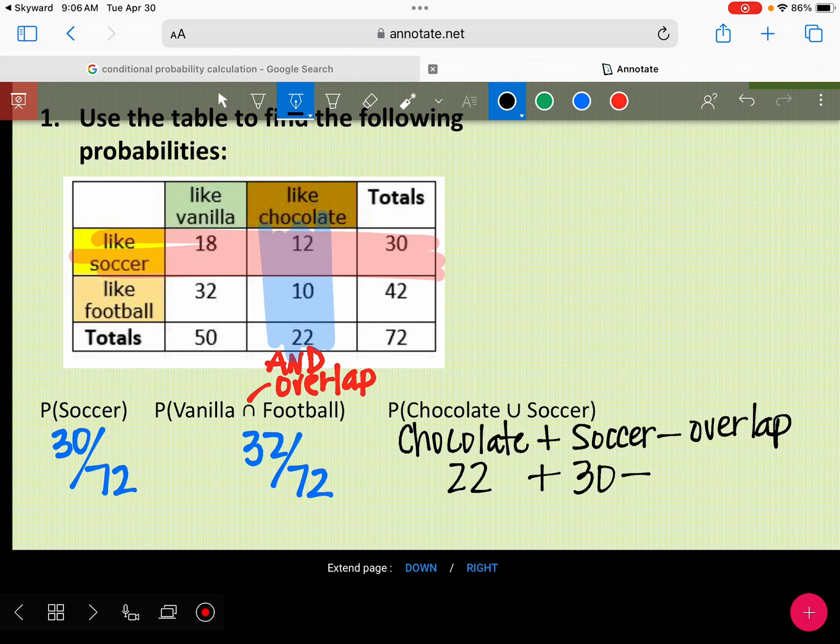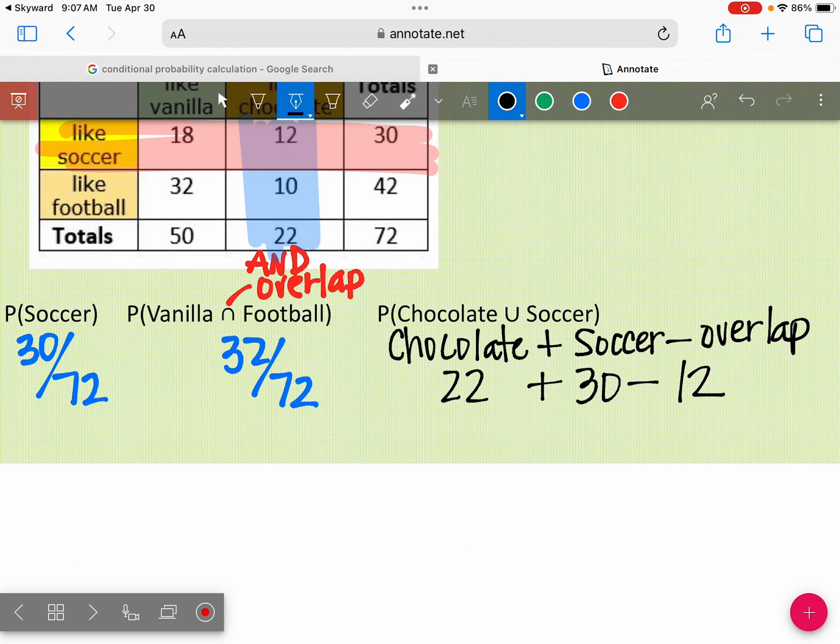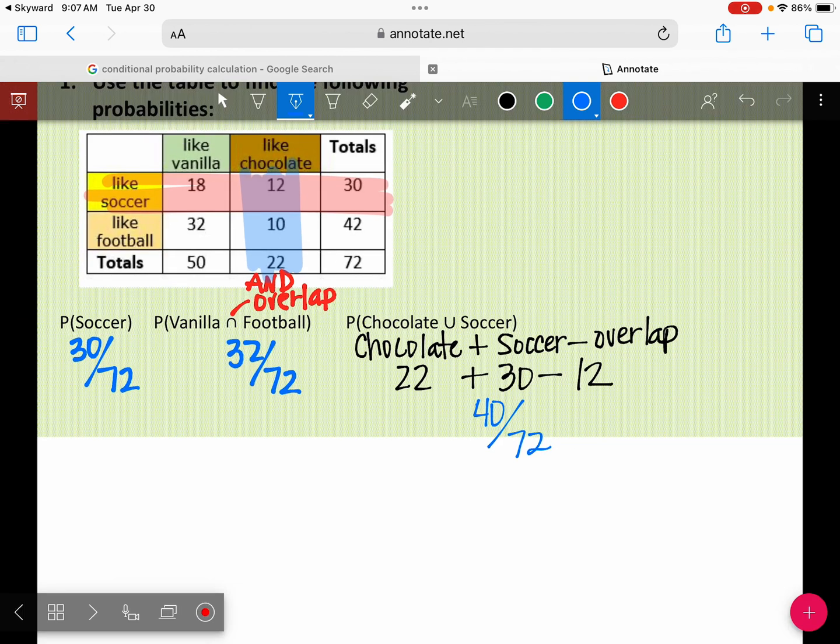So pick up your calculator. Type that in: 22 plus 30 minus 12. What did you get? 40. So I had one person say 40. Let's verify it. Let's take out our calculators and make sure. Do we agree with 40? All right, so 40 out of 72. And that is your probability. Any questions about how we did that?